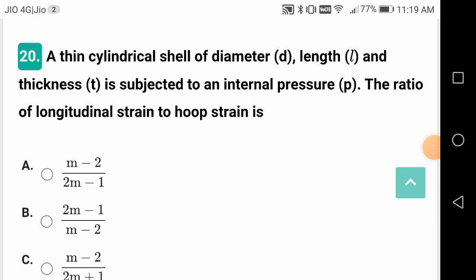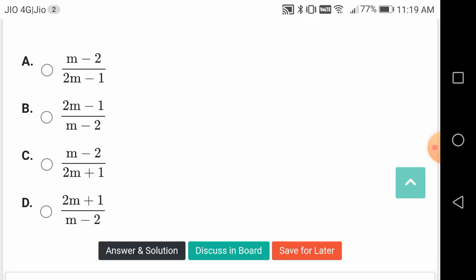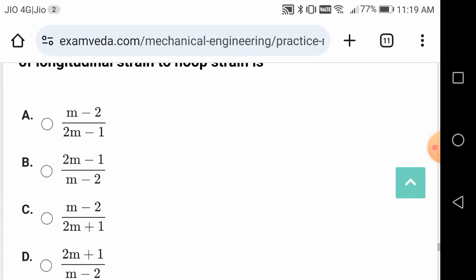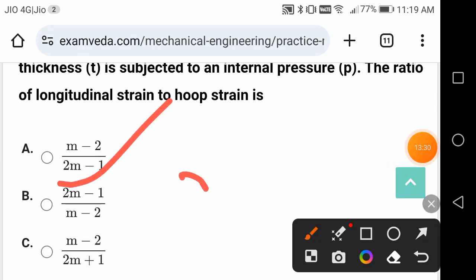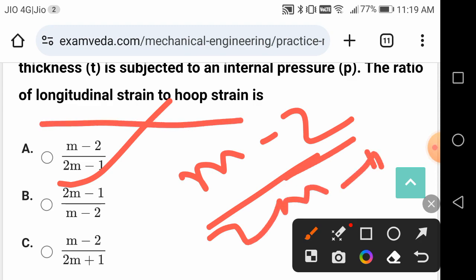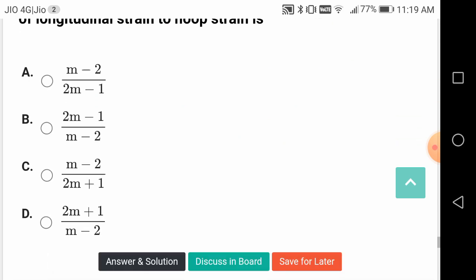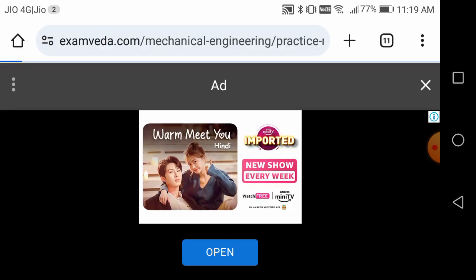A thin cylindrical shell of diameter D, length L and thickness T is subject to internal pressure P. The ratio of longitudinal strain to the hoop strain is? This is a good question, friends. It is (m minus 2) by (2m minus 1). So it is the ratio of the longitudinal strain to the hoop strain, or radial strain, you can call it.